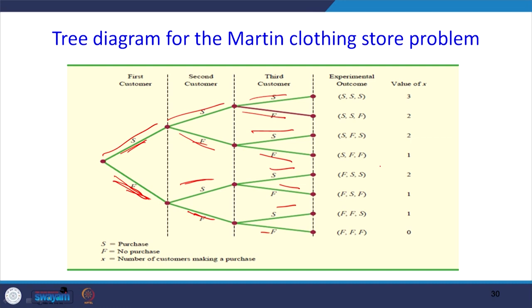Now the question is, out of 3 customers, what is the probability that 2 customers will make a purchase? What is the meaning of SSS? All 3 customers have purchased, so the value of X equals 3, the random variable. Second case, 2 customers have purchased, the third customer did not buy. So X is 2, because here X is the number of customers making a purchase. The first possibility X equals 3, the second possibility is 2, the third possibility 2, the fourth possibility is 1, 2, 1, 1, 0.